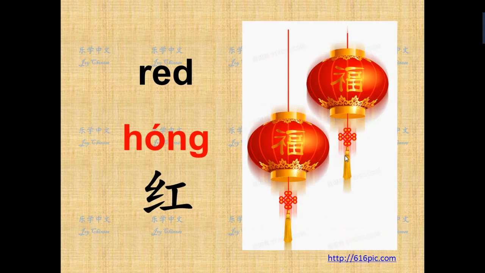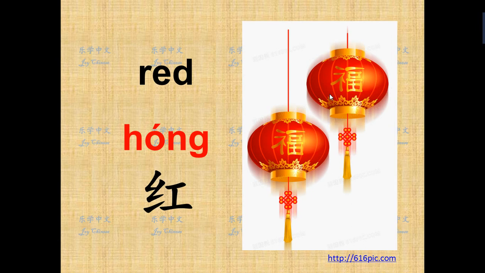And the next one is red. So h, ong, hong, second tone, means red color. Chinese believe red is a good color, meaning good luck and celebration. So you will often see this color in Chinese ceremonies like weddings, birthdays, or some very important places to show it's warm.